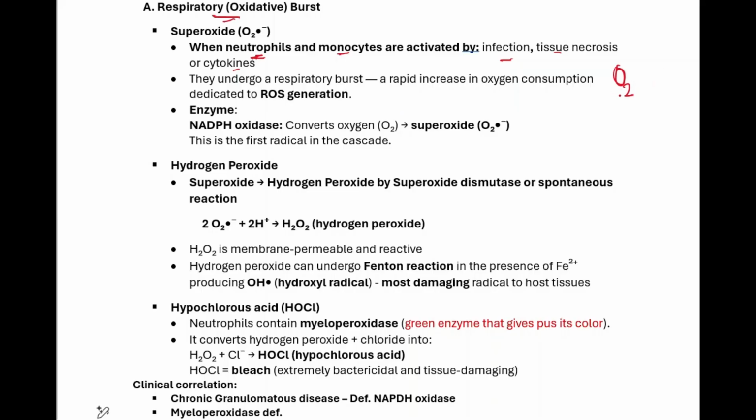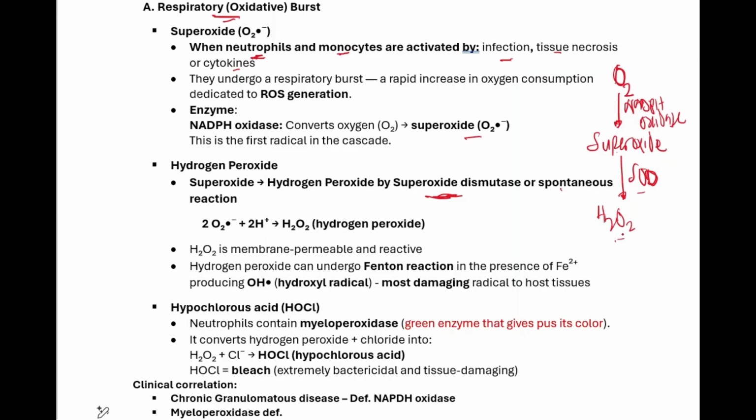So they take the oxygen, and that oxygen will be converted to what? To superoxide, right? And the name of the enzyme that is going to help us convert to superoxide is going to be what? NADPH oxidase. So that NADPH oxidase is going to convert the oxygen to superoxide. And this superoxide now, we're going to further break it down to what? Hydrogen peroxide, right? And then by the help of what? Superoxide dismutase. So superoxide dismutase is going to convert it to hydrogen peroxide. And also sometimes with spontaneous reaction, the superoxide could be converted to hydrogen peroxide.